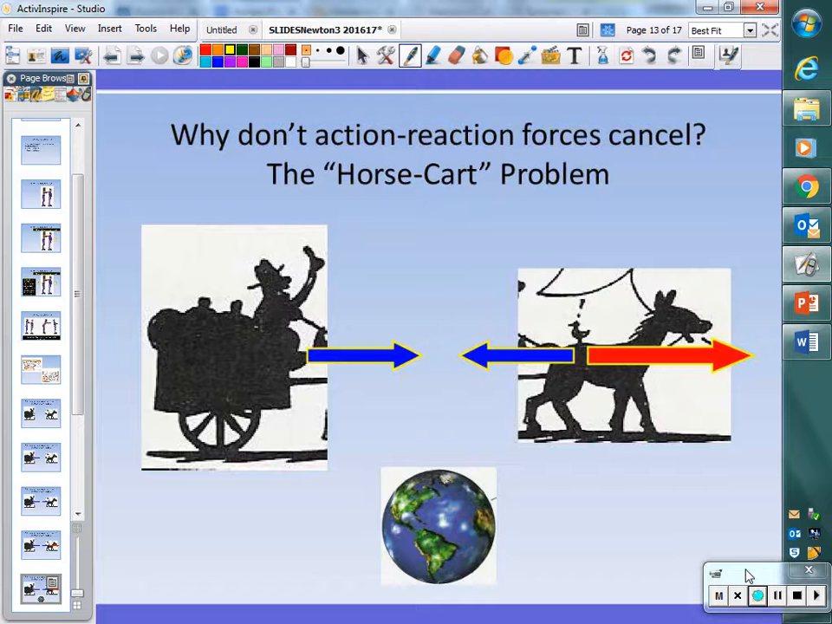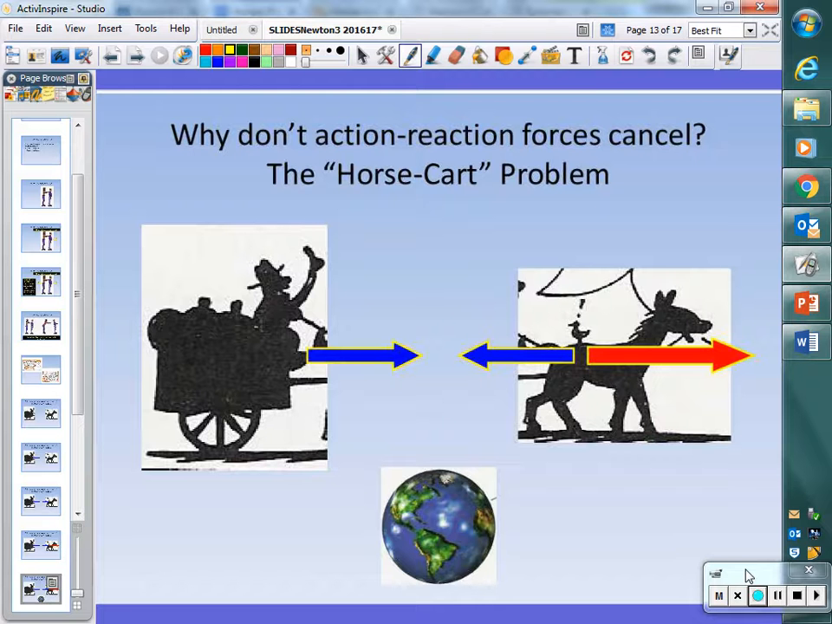If there's a red arrow pointing to the right, what else does there have to be somewhere on this picture? A red arrow pointing to the left. How big is it going to be? Same size, but in a different direction. Can it be on the horse?